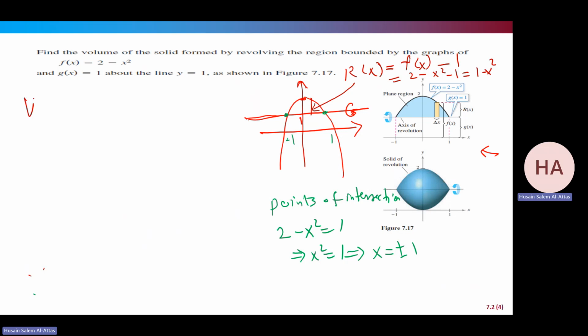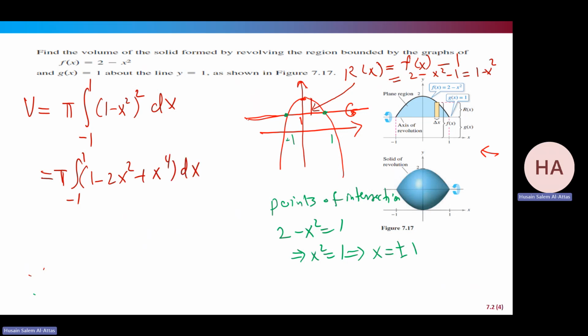So what will be the volume? The volume will be the integral from minus 1 to 1 of (1 minus x squared) squared dx. You need to open this: 1 minus 2x squared plus x to the power 4 dx. It's an even function, so to make the calculation easier, I can make it from 0 to 1, multiplied by 2, of 1 minus 2x squared plus x to the power 4 dx.